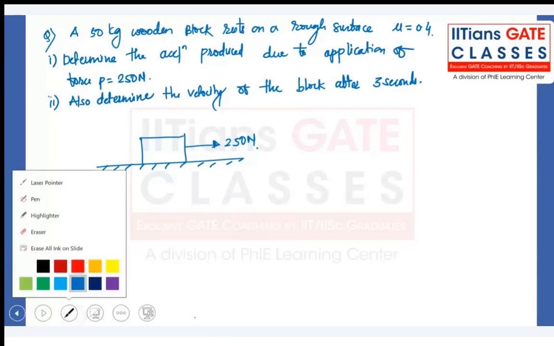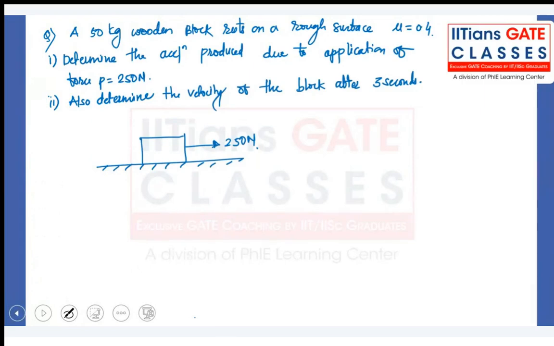We know that this body will be moving with the application of force of 250 Newton, and we cannot apply the equation of equilibrium because it is accelerating in this direction. So in order to apply the equations of equilibrium, if you apply an imaginary force of MA, mass times acceleration, the inertia force, then we can apply equations of equilibrium in the horizontal direction. In the vertical direction, we already have balance: weight is acting downward and normal reaction is acting upward. And the frictional force, of course, is opposite to the direction of motion.